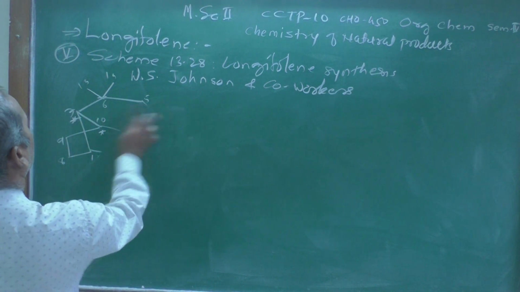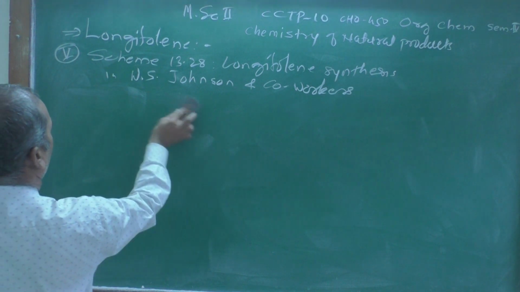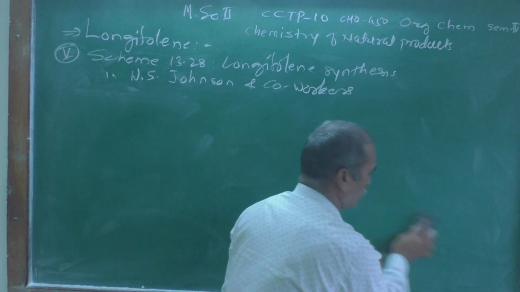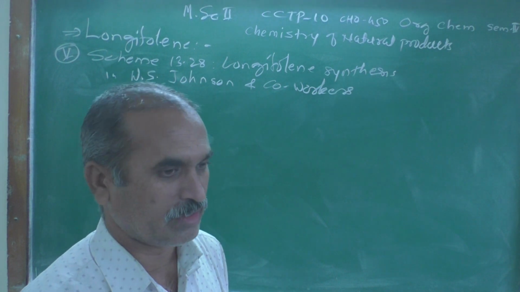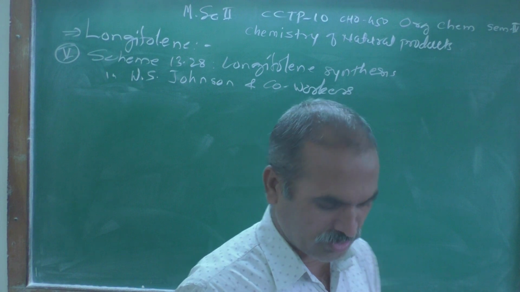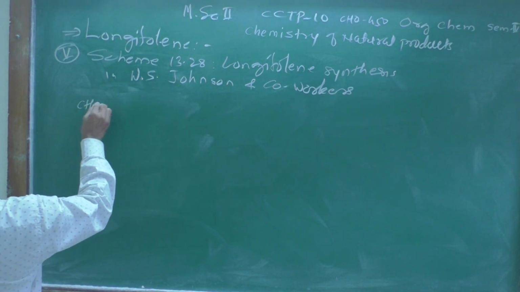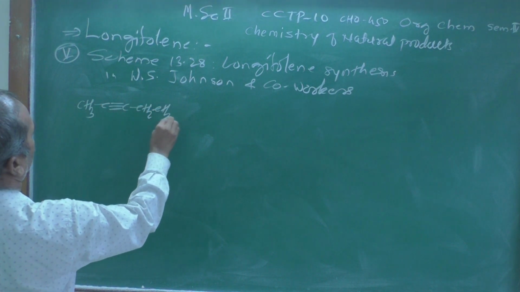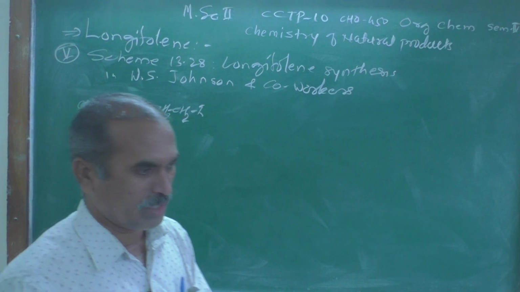So let's see what starting material is taken for the Longifolene. The ultimate or final goal is to achieve Longifolene by taking different starting materials and reagents. Let's see over here the starting material, in this case CH3, C triple bond C, then CH2, CH2, CH2 and iodine. This is the starting material.